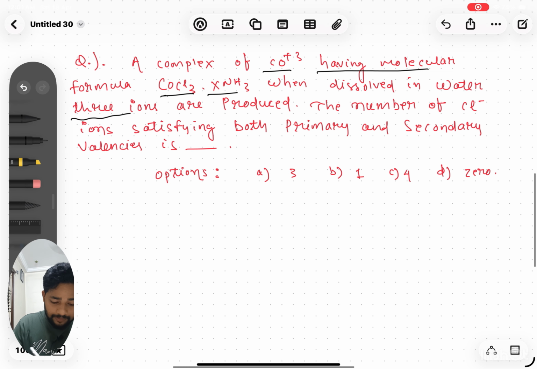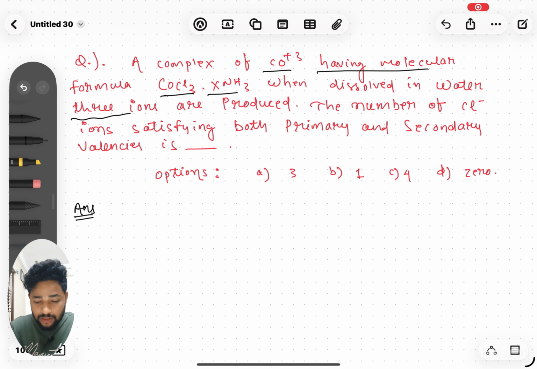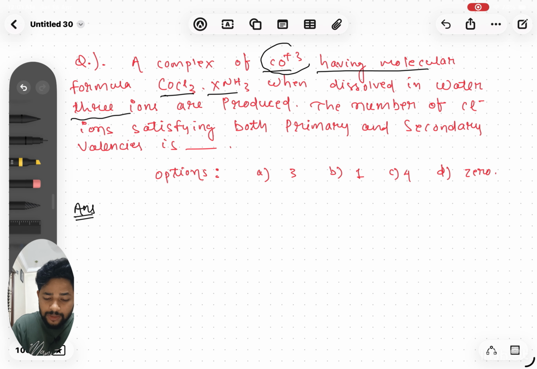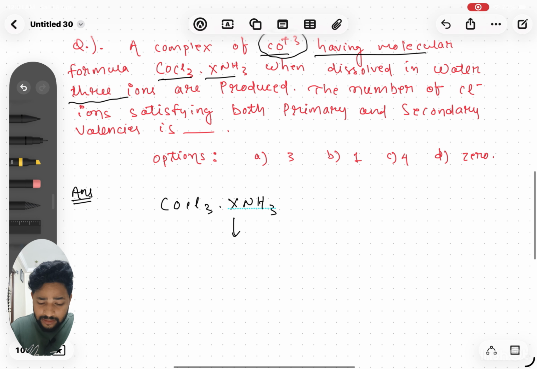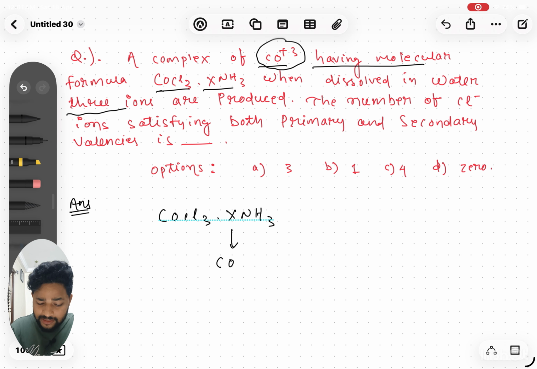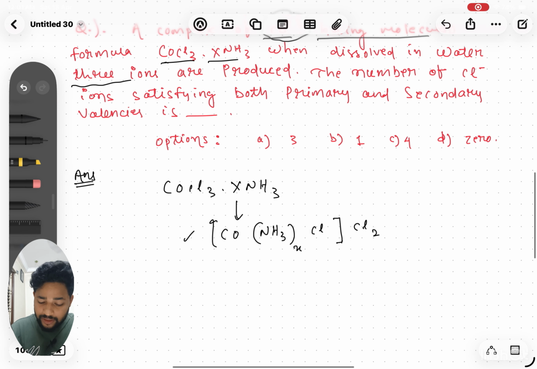So see, the complex of cobalt here has oxidation state plus 3. So CoCl₃·xNH₃, if you form that coordination complex from here, then you have to write it like this: [Co(NH₃)ₓCl]Cl. And if you put 2 chlorine outside and 1 chlorine inside, this compound is possible, right? Another compound is also possible, since the oxidation state is plus 3, with 3 Cl outside, that is also a possibility.